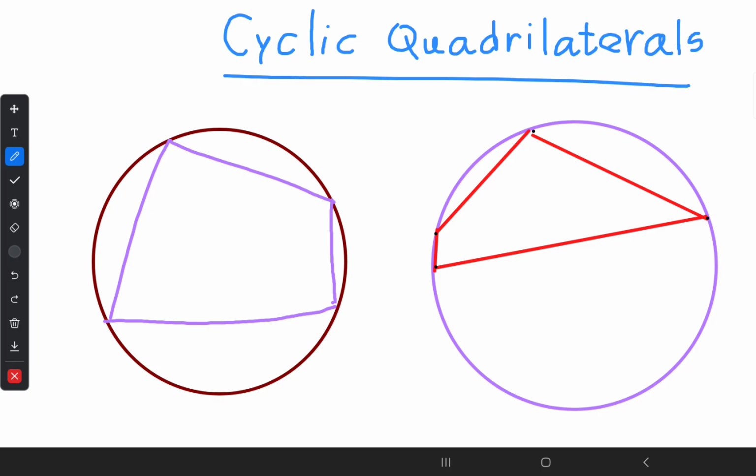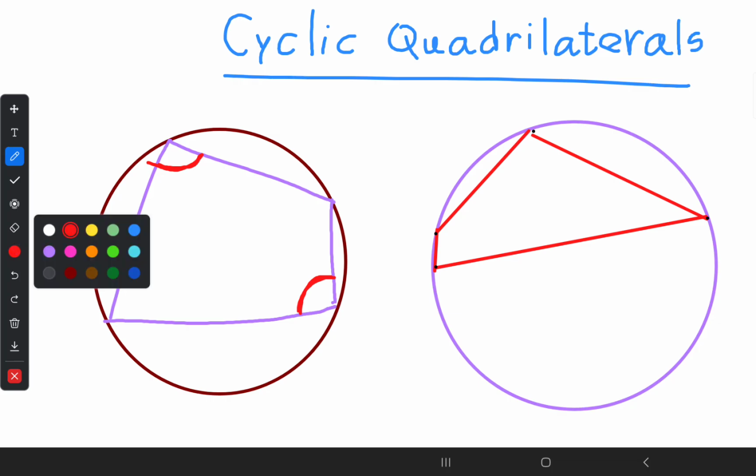Here, we are dealing with two different theorems. The first theorem says the opposite angles of a cyclic quadrilateral are supplementary. For example, this purple one is a cyclic quadrilateral. So the opposite angles of a cyclic quadrilateral are supplementary angles.